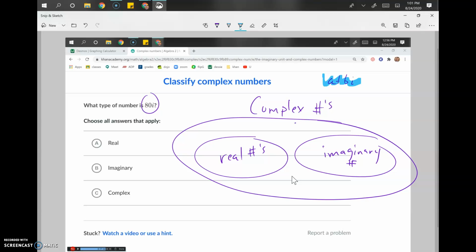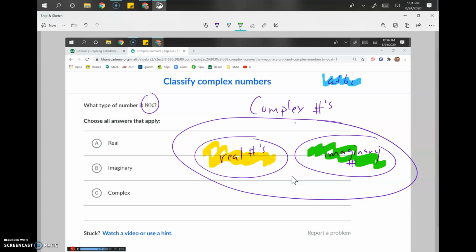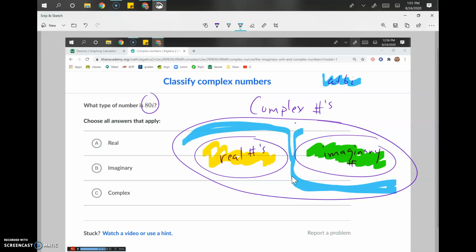A plus bi. So essentially, if a number is real, it is also complex, because all real numbers are complex numbers. If a number is imaginary, it is also complex, even though it's imaginary. And anytime we see a plus bi, we already know those numbers aren't real and they're not imaginary, they're complex. You can't say they're real numbers or imaginary numbers. No, it's just a complex number, right?